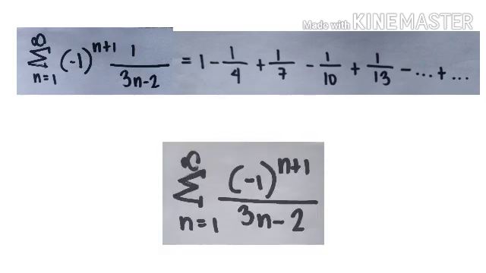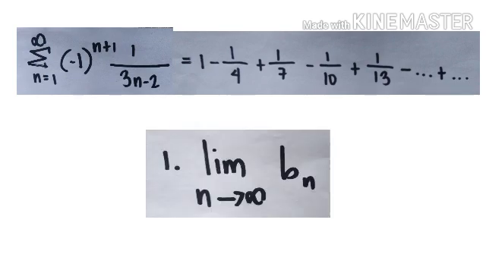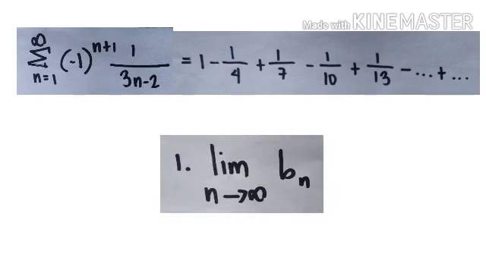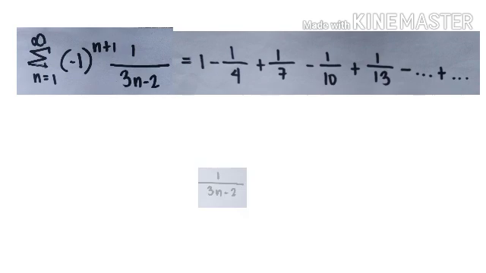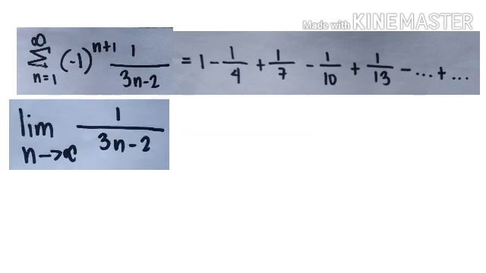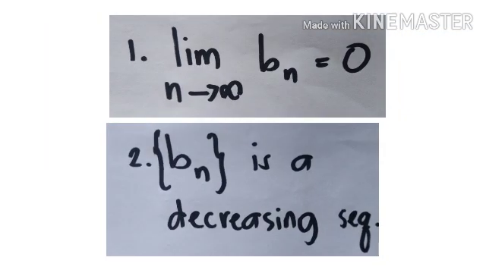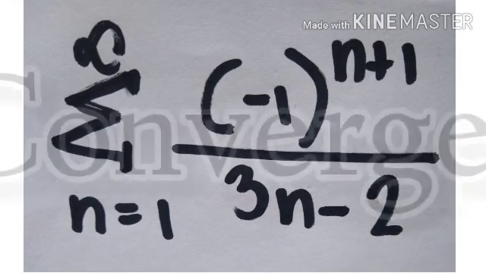So to know whether the original series really converges, let us solve its limit. So the limit as n approaches infinity of b sub n, where b sub n is 1 over 3n minus 2. So let's get its derivative. The derivative of a constant is 0, and the derivative of 3n minus 2 is simply 3. So we have 0 over 3, so it's equal to 0. So satisfying conditions 1 and 2, the original series really converges.